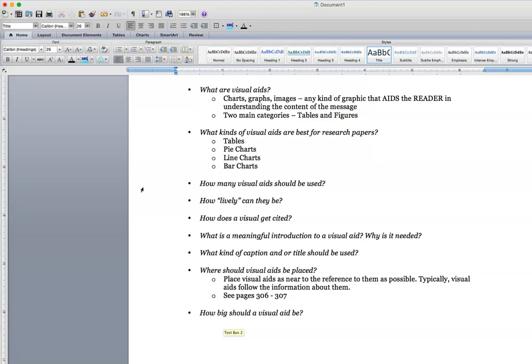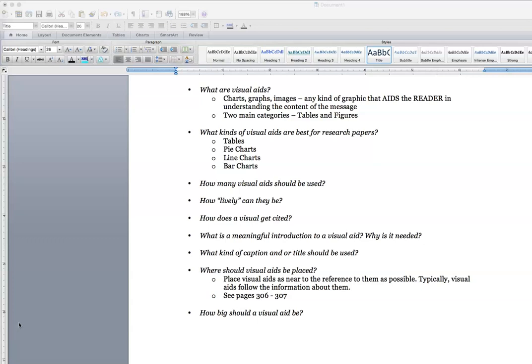How does a visual aid get cited? Well, just like a work cited, a reference, a work that you reference, you put the bibliography on your references page. But instead of that, for visual aids, you're going to put your source information at the bottom of the visual aid, just like it shows us in the book. The book references that visual aids need to have a meaningful introduction.